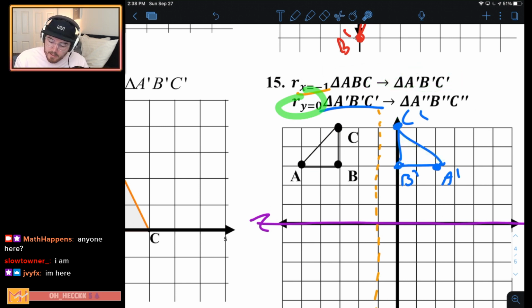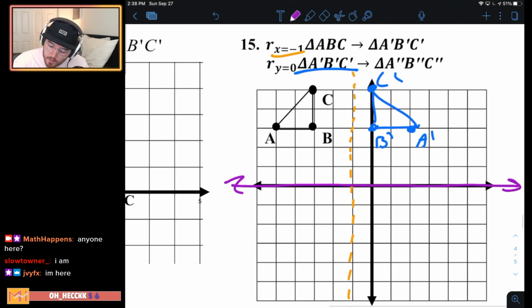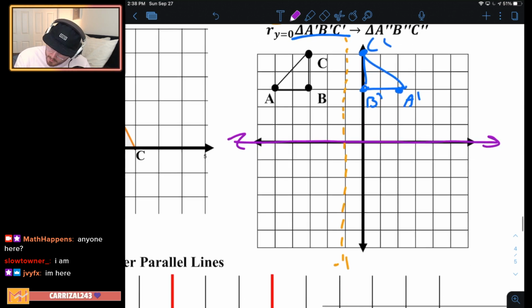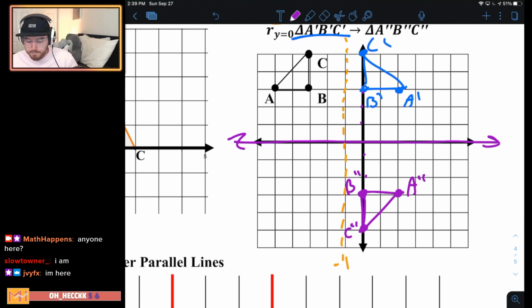Now it says reflect this. Well, that's the prime figure. We're going to reflect the prime figure and make a double prime. So 1, 2, 3 is B prime. So 1, 2, 3 below. A's right there. C's down there. So now we have A double prime, B double prime, C double prime.